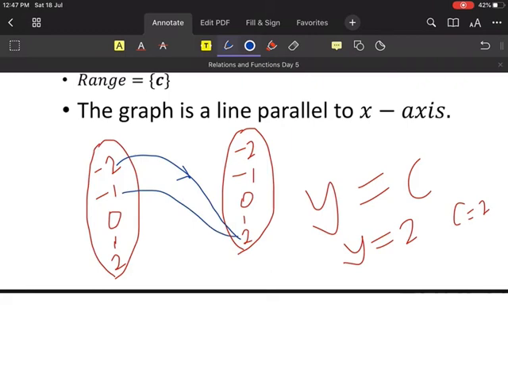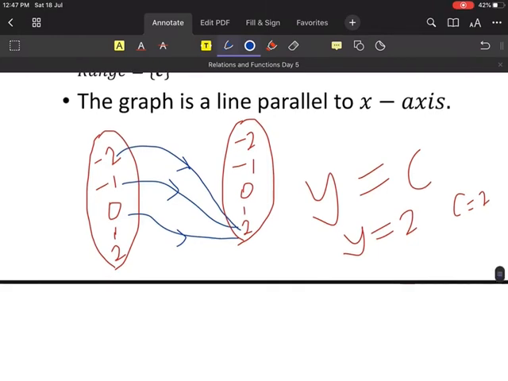Now, -1 will be mapped with what? 2. Very good. 0 will be mapped with what? 2. Very good. So now I don't want to ask you any further. Every single element in here will be mapped with 2, right? Yes or no?